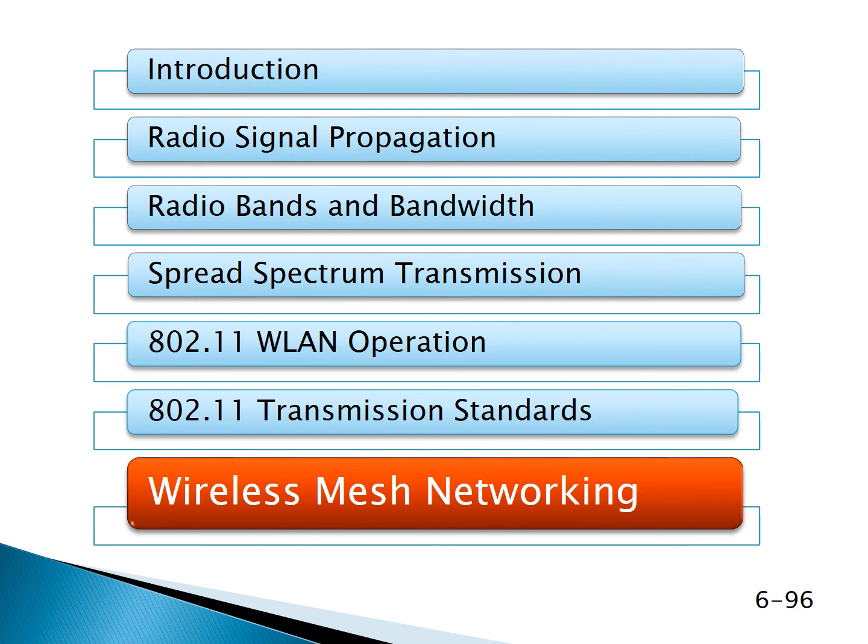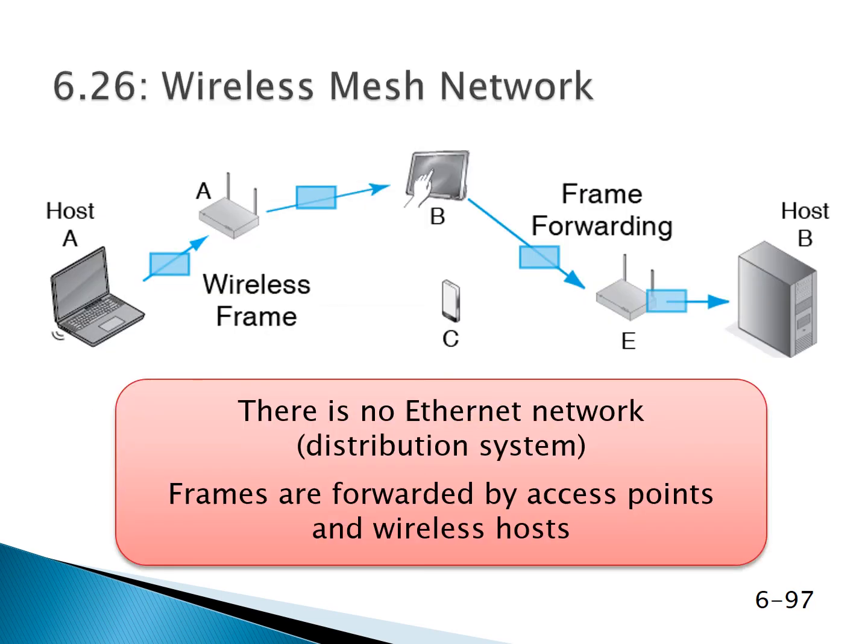So finally, we will talk about wireless mesh networking. The idea of mesh networking is that the frames are forwarded by access points and wireless hosts. So that means, for example, you may have two wireless hosts here, and they are not connected by wire. So they are wireless. Basically, this host can pass the data to A through Wi-Fi, and then A can also pass to B, B can also pass to C, E can pass to B. So that means without the wired connection, like what we looked at in the hybrid network earlier, you can also set up your mesh network like this.